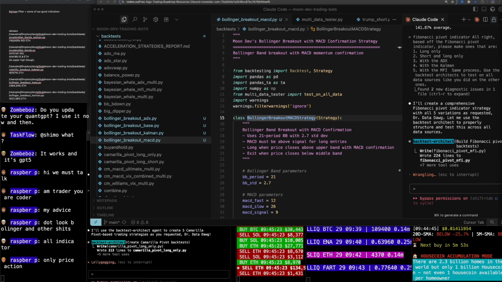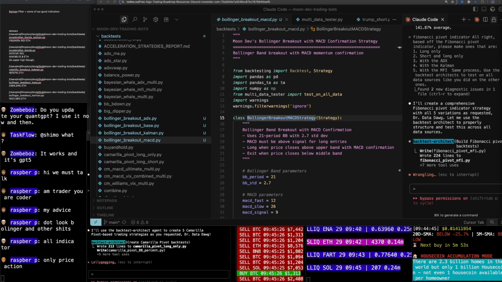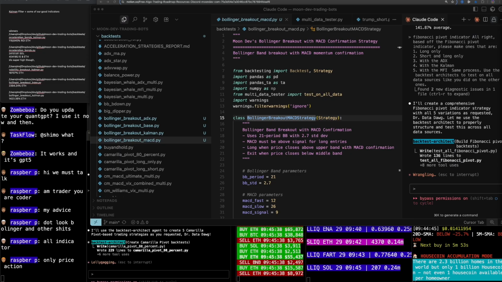So we got two of our architects rolling here. One is building based off the Fibonacci pivot indicator, and one is off of the Camarilla pivot. So two new ideas here, which is fun.